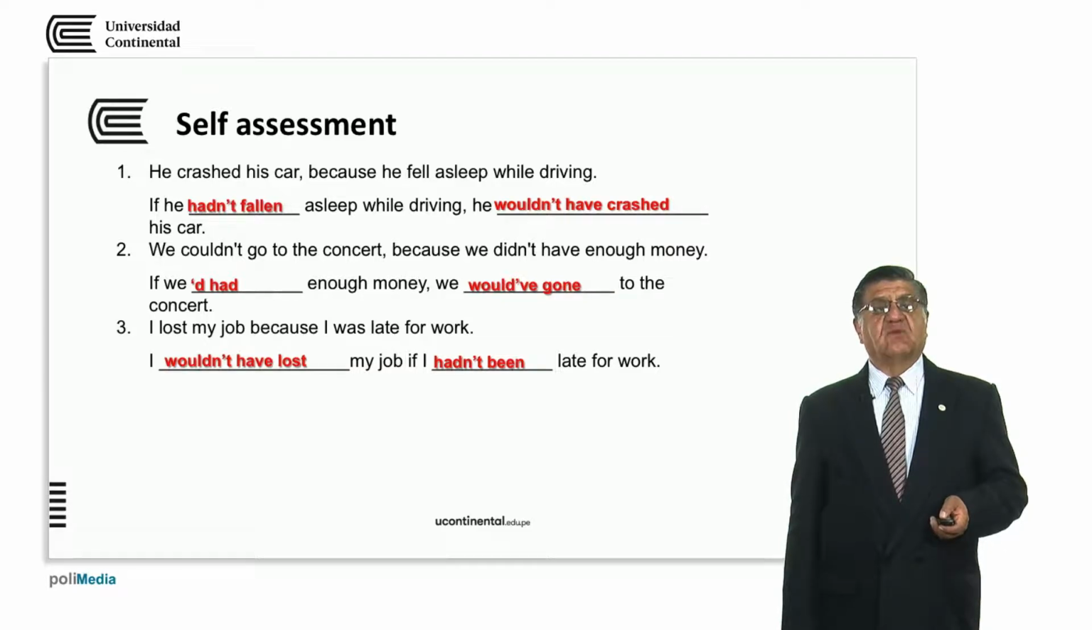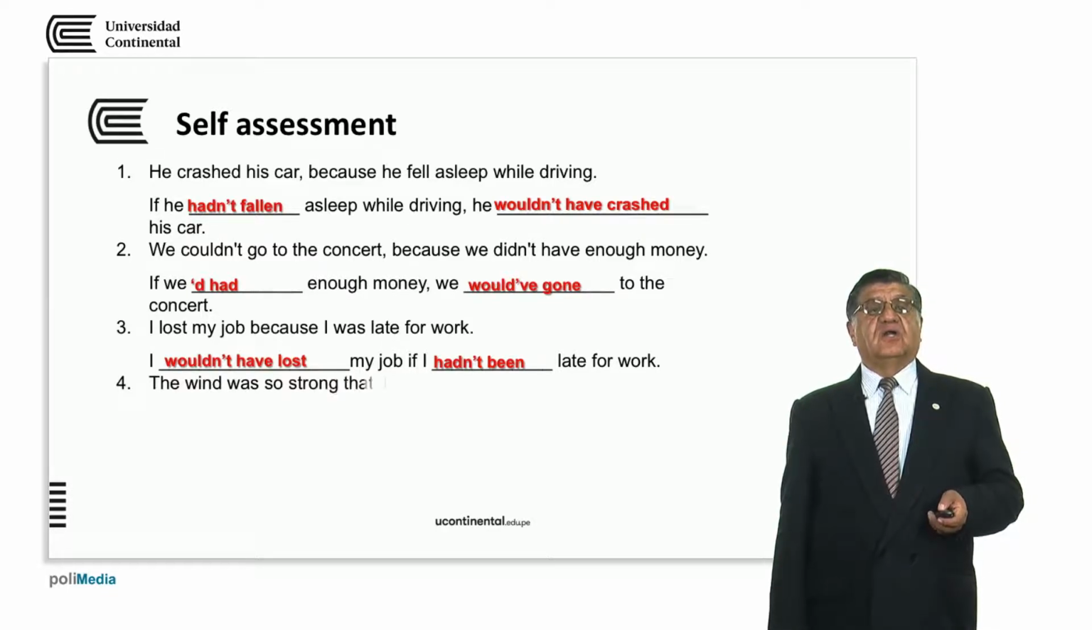I wouldn't have lost my job if I hadn't been late for work. Okay? The main clause in the perfect conditional: wouldn't have lost, would not have lost. And the if clause in the past perfect: had not, hadn't been late for work. Another example.